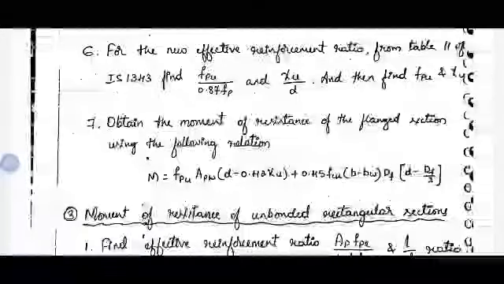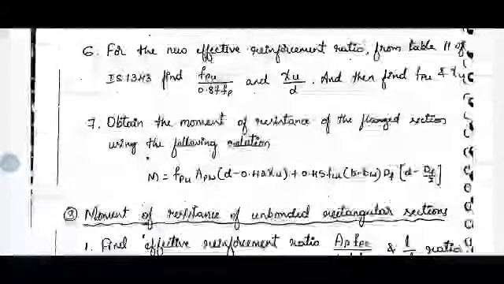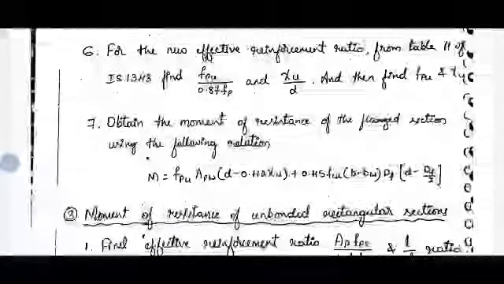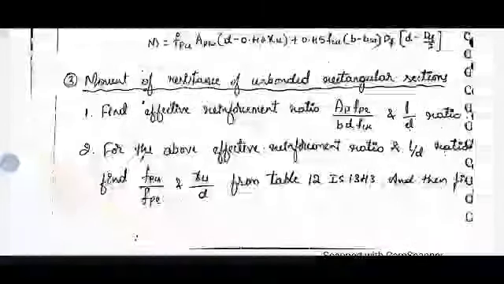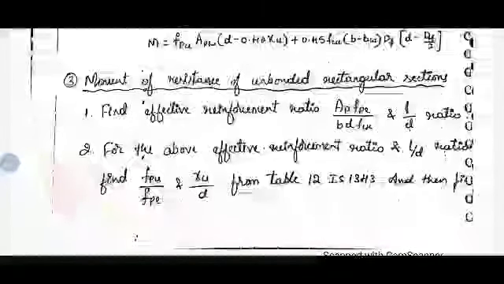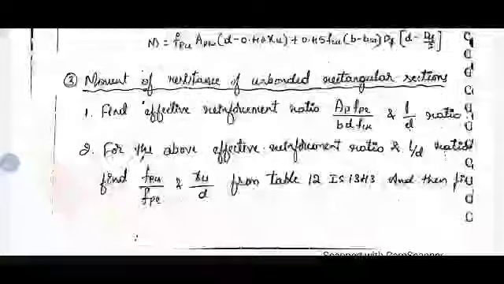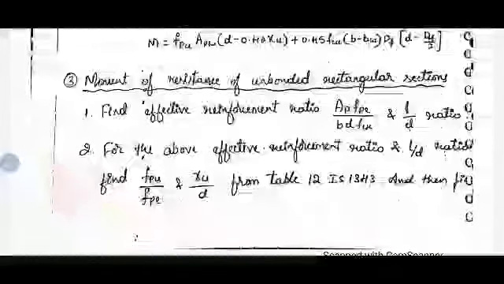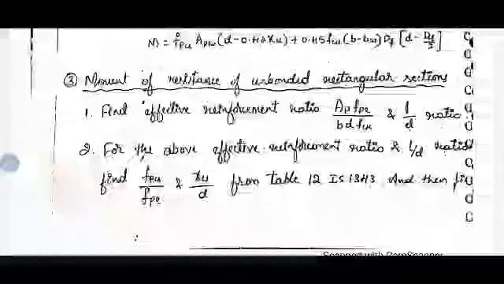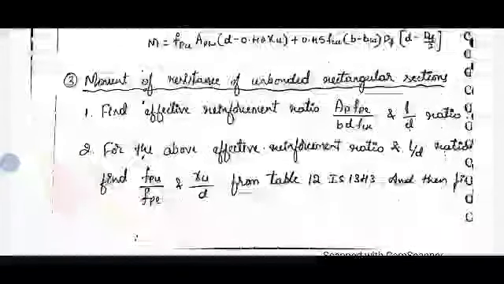So these two are for bonded condition, bonded rectangular and bonded flanged sections. So what if the given condition is unbonded sections, unbonded rectangular, or unbonded flanged sections? First let us go for the unbonded rectangular section. Again here also we need to find out the effective reinforcement ratio, and additionally we need to find out the L by D ratio, the span to depth ratio.